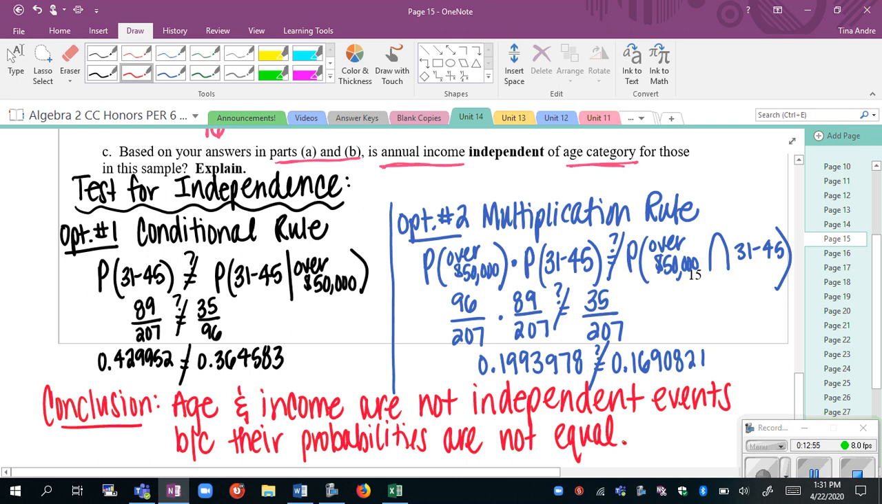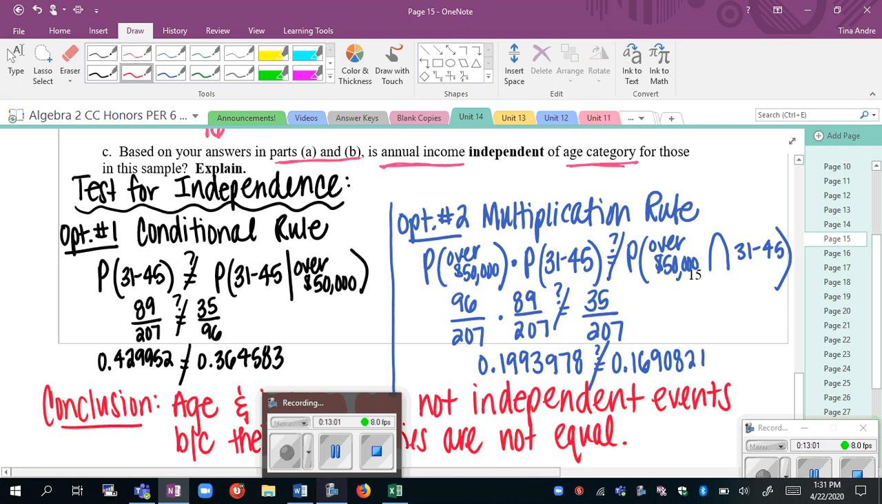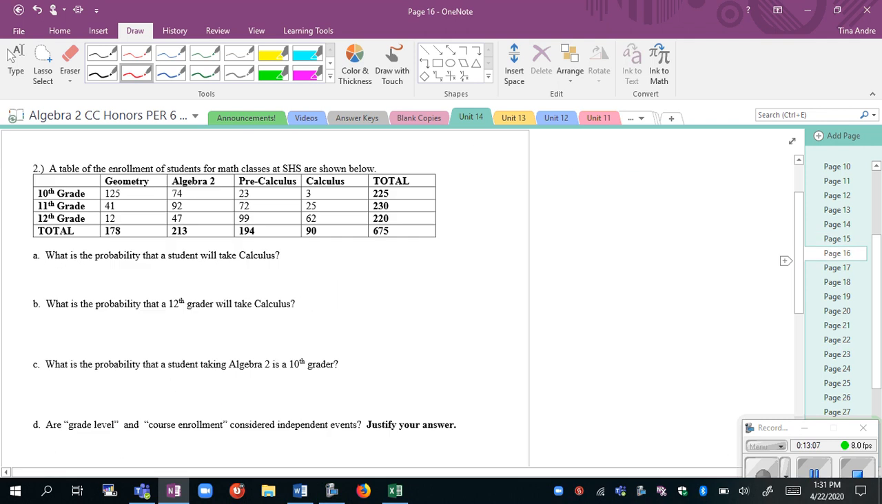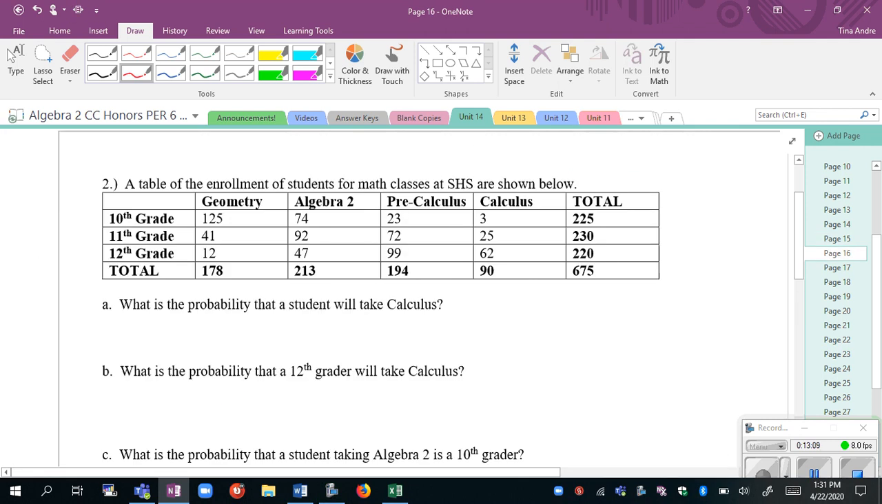And that's it. So that's the process. It's the same process every time, but let's go ahead and try a couple more so you can see. Let's go to the next page here. Now we're comparing math classes, the enrollment of math classes.